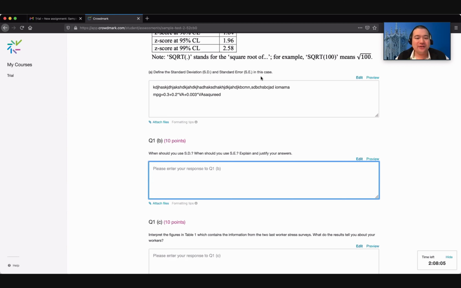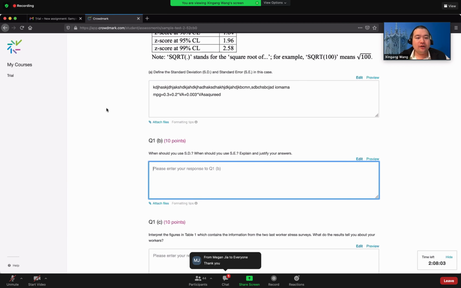Good question. Juran has a question: will we be penalized for not specifying the y hat symbol for the equation? Yeah, very good question.